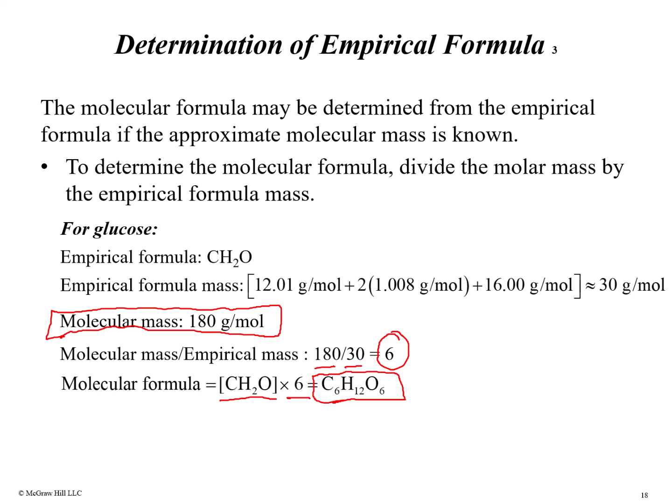6 times 1 is 6. 6 times 2 is 12. 6 times 1 is 6. That's how we get this number here. So if you are given the molecular mass, you can divide it by the empirical mass, find out what the multiplier is, and multiply through on your empirical formula to determine the molecular formula.